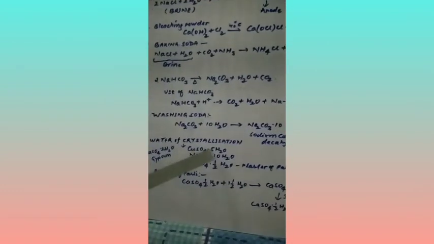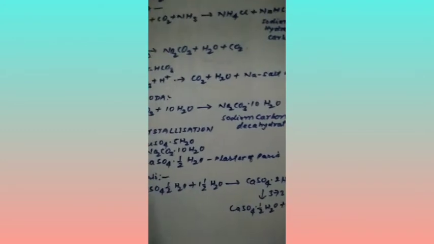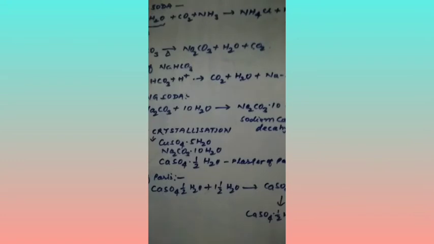Now, what is the water of crystallization? Water of crystallization is a fixed number of water molecules in one formula unit. We find that copper sulfate contains a fixed number of water molecules, 5H2O, and washing soda contains 10H2O, and plaster of Paris contains half a water molecule and gypsum contains two water molecules. So water of crystallization is a fixed number of water molecules in one formula unit.